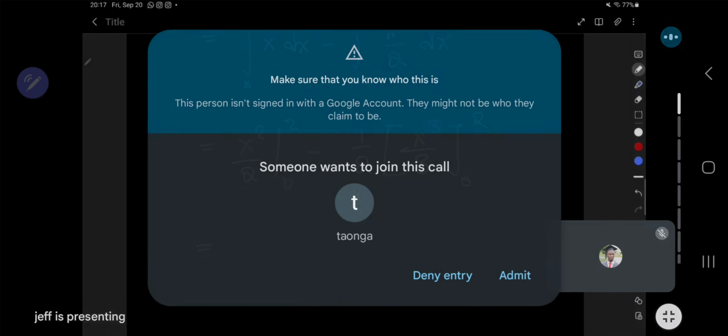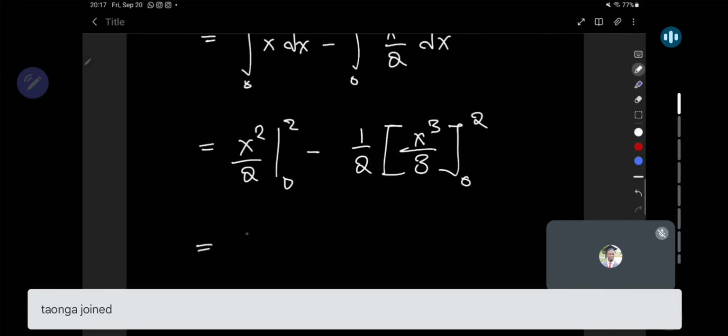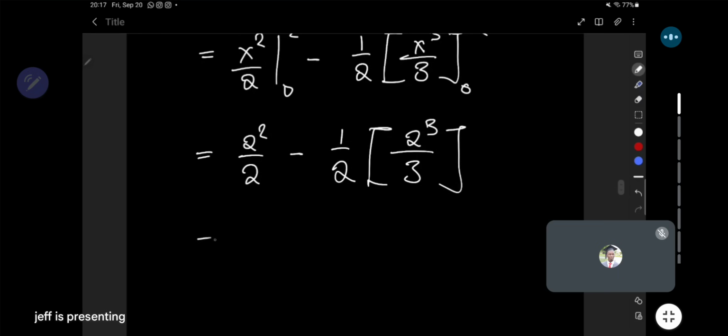Simplifying this, upper limit first, this will be 2 to the power 2 over 2. Lower limit will make that a 0, so I won't go through that. Then next we have 1 over 2. Upper limit first, 2 to the power 3 over 3. Lower limit will be 0, so I'll skip it. So we have 4 over 2, which is just 2.